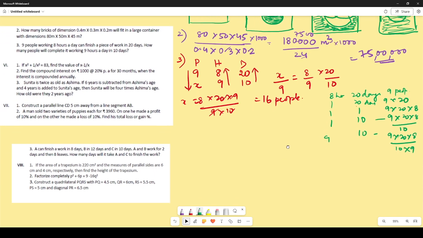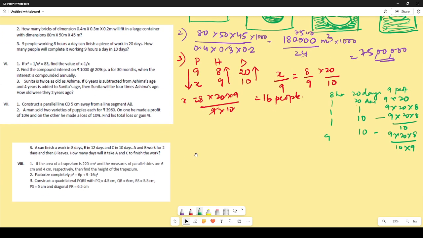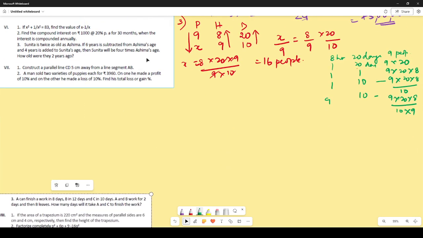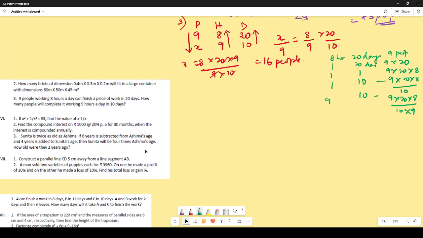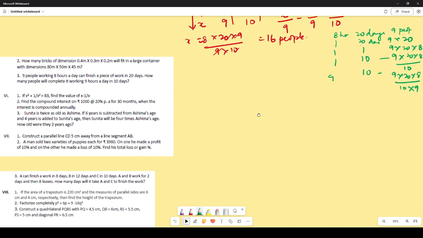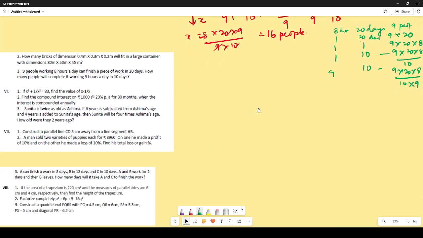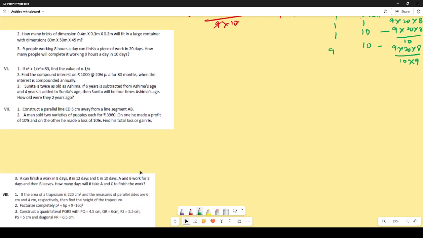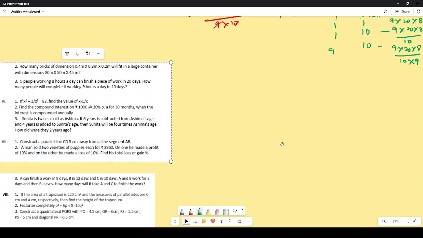Okay, now let us talk about question number 6. So we are about to come to the end of our paper. I hope that you have been patient till here and you have been looking at the ways by which you can correct your errors. So let us look at this one.